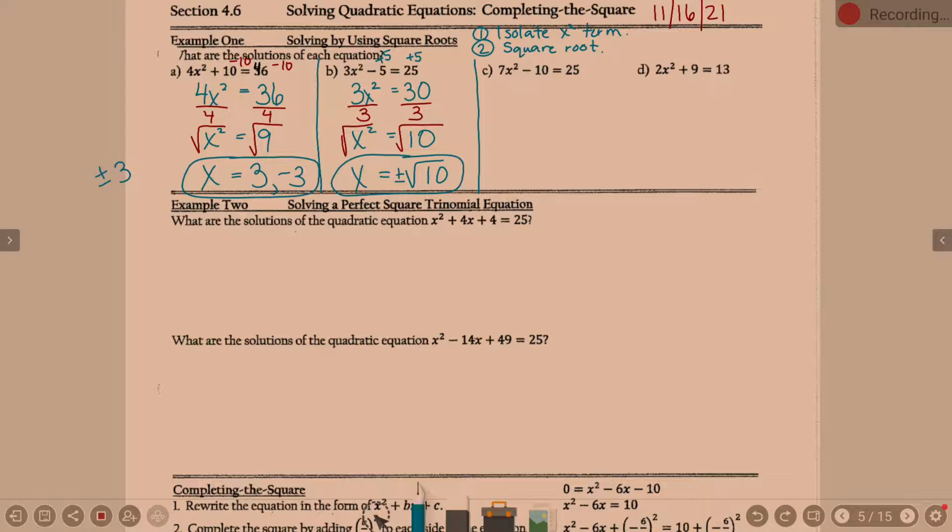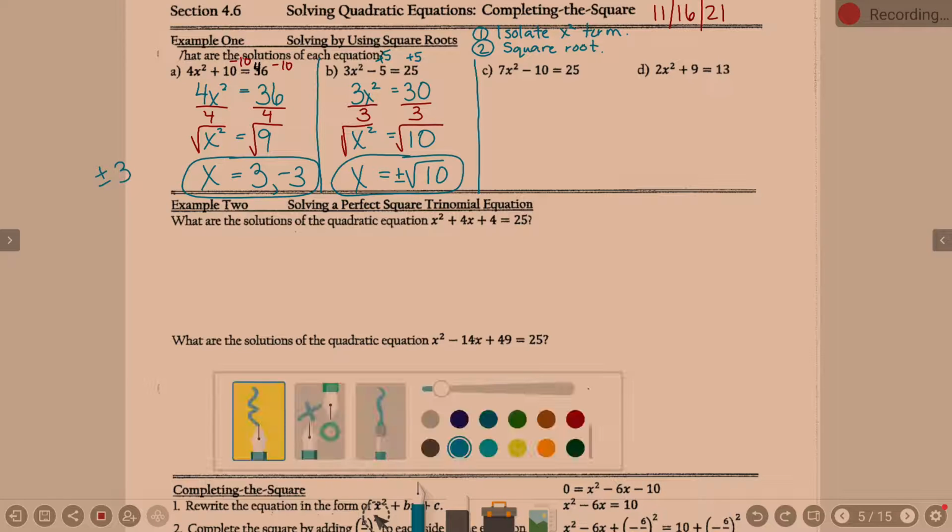You got the next one then? Yeah. 7x squared minus 10 equals 25. So in order to get that x squared by itself, with 7x squared minus 10, we're going to add 10.